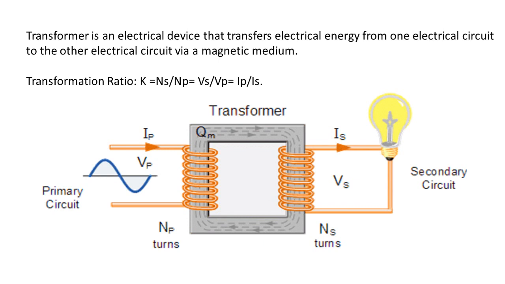Here we have a load, that is a bulb. As the primary current flows in the circuit, it goes to this magnetic core and flows through the secondary circuit and the bulb will glow. This is only possible if the circuit is closed.